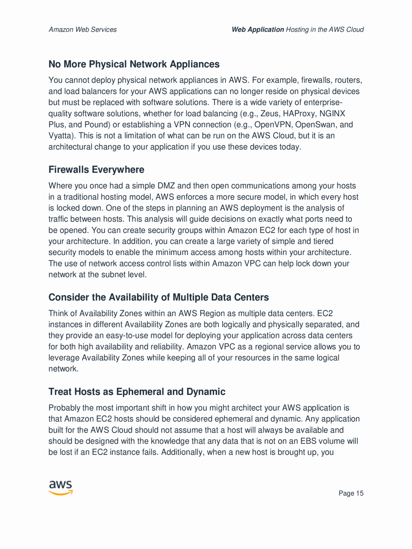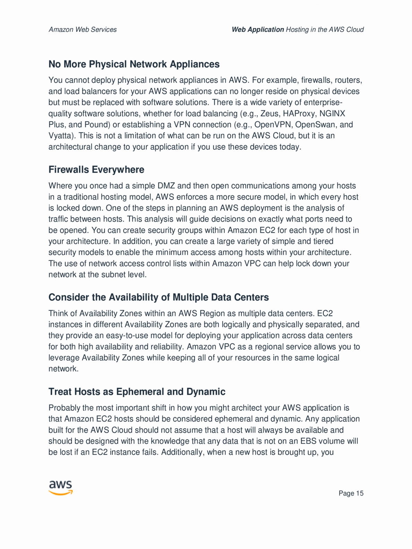You cannot deploy physical network appliances in AWS. For example, firewalls, routers, and load balancers for your AWS applications can no longer reside on physical devices but must be replaced with software solutions. There is a wide variety of enterprise-quality software solutions, whether for load balancing, for example, Zeus, HAProxy, NGINX Plus, and Pound, or establishing a VPN connection, for example, OpenVPN, OpenSwan, and Vyatta. This is not a limitation of what can be run on the AWS cloud, but it is an architectural change to your application if you use these devices today.